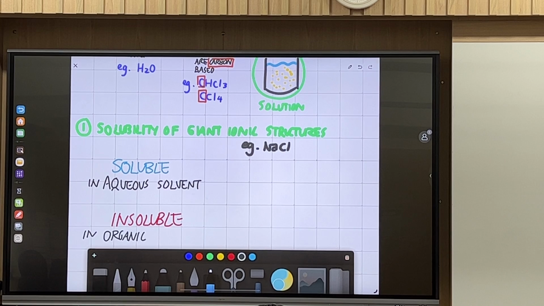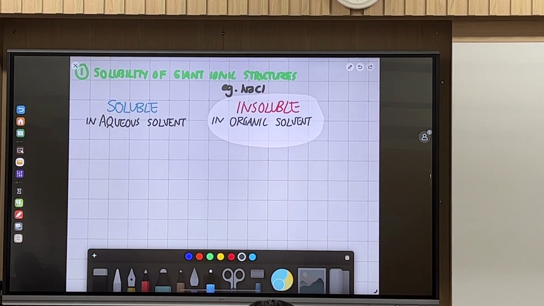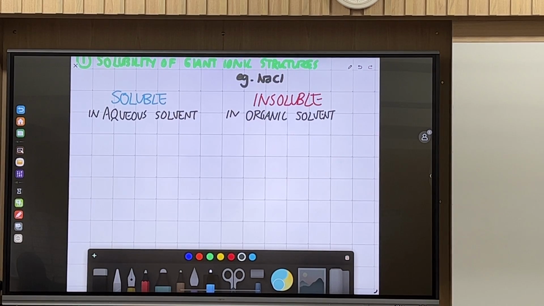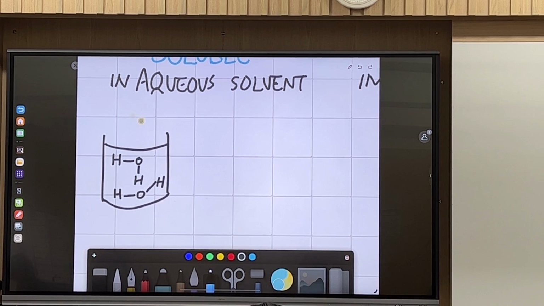We can sort of explain why this is the case. So you can draw an explanation on the side. Why is it soluble in aqueous solvent, but not in organic solvent? That's because in water, so this is water. So if you have a lot of water in here, H2O, H2O, do you remember what charge hydrogen and oxygen carry respectively? Hydrogen would carry a positive charge, and oxygen carries a negative charge.